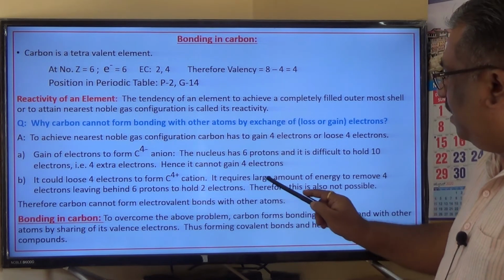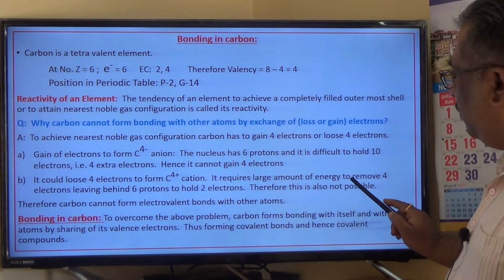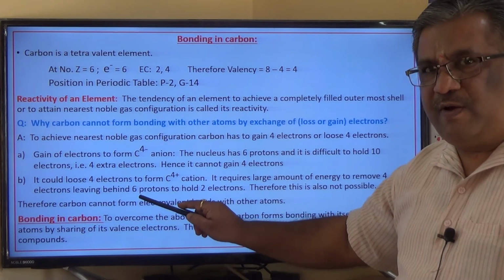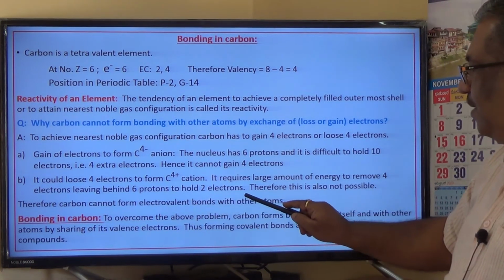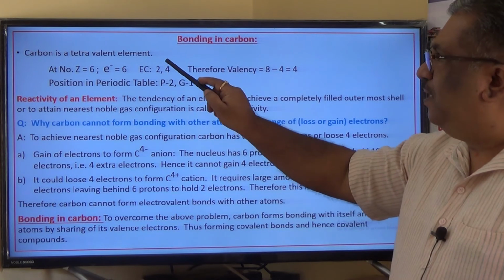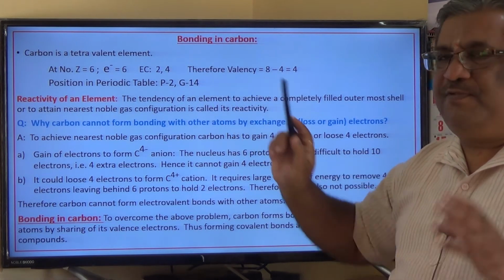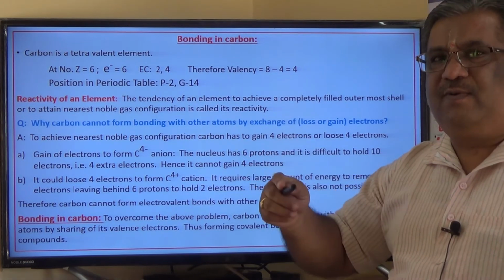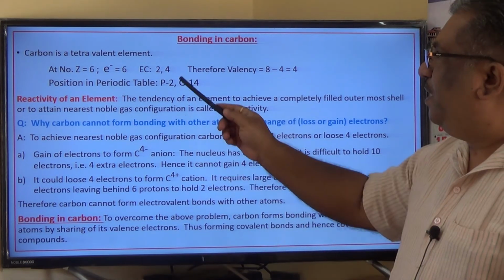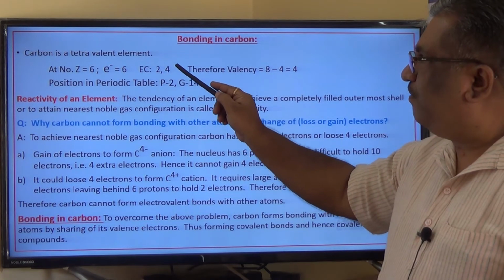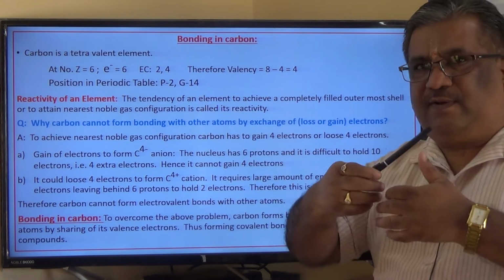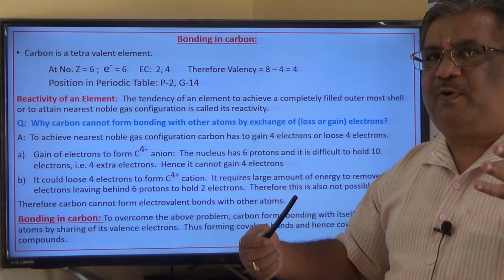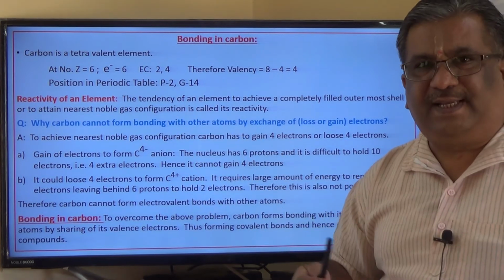It requires a large amount of energy to remove 4 electrons, leaving behind 6 protons to hold only 2 electrons. See here, K shell has 2 electrons, L shell has 4 electrons. In the nucleus we have 6 protons. It requires an enormous amount of energy to remove these 4 electrons from the valence shell, and 6 protons should hold only 2 electrons in that case.